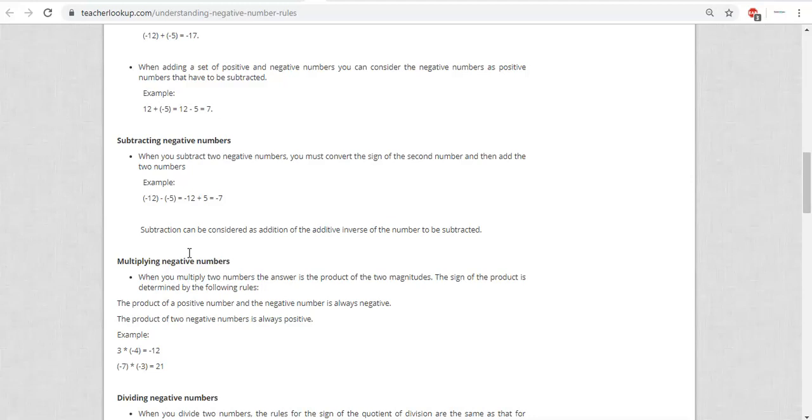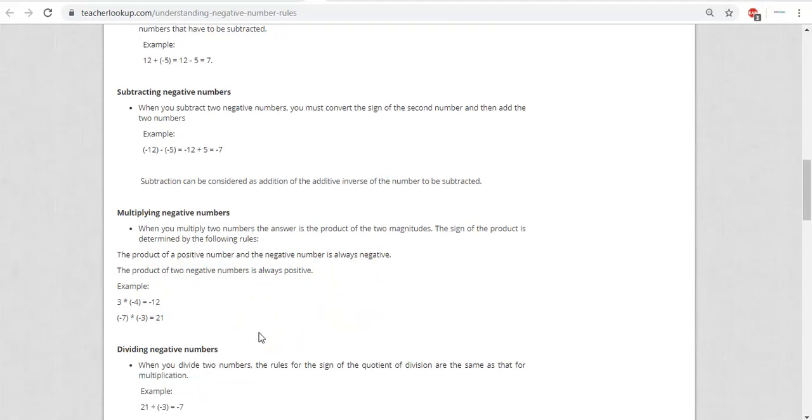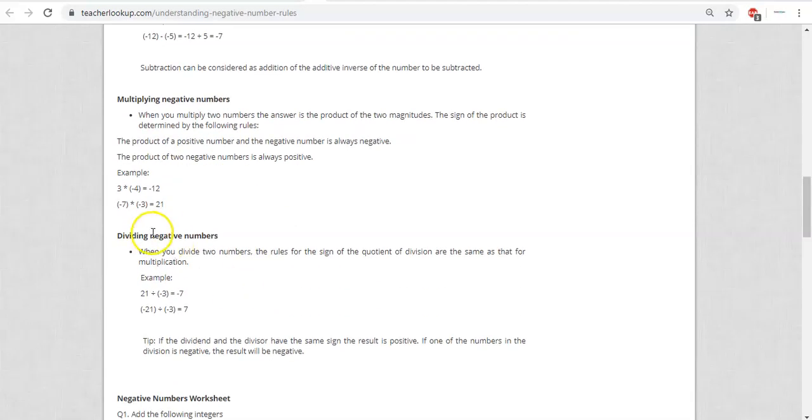Multiplying negative numbers: when you multiply two numbers, the answer is the product of the two magnitudes. The sign of the product is determined by the following rules. The product of a positive number and a negative number is always negative. The product of two negative numbers is always positive. Dividing negative numbers: when you divide two numbers, the rules for the sign of the quotient are the same as those for multiplication.